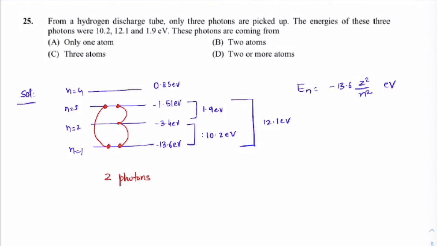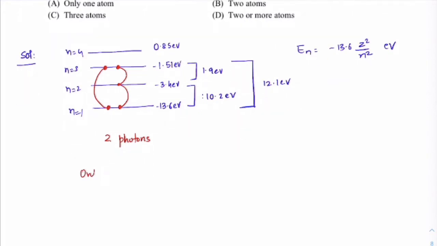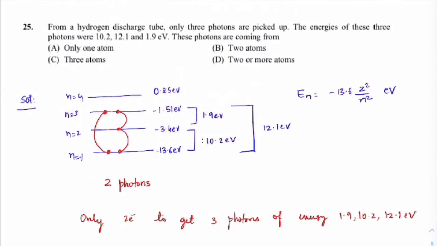Alright. So for this to happen, what is the minimum number of electrons I require? See, if this is electron number 1, it can make two transitions, so I can definitely get this one and this one, these two photons. And this is the second electron. With one transition itself, I'll be able to get this much amount of energy, which means I require only two electrons to get three photons of energy 1.9, 10.2 and 12.1 electron volts. So the answer should be only two atoms, which is needed for us.